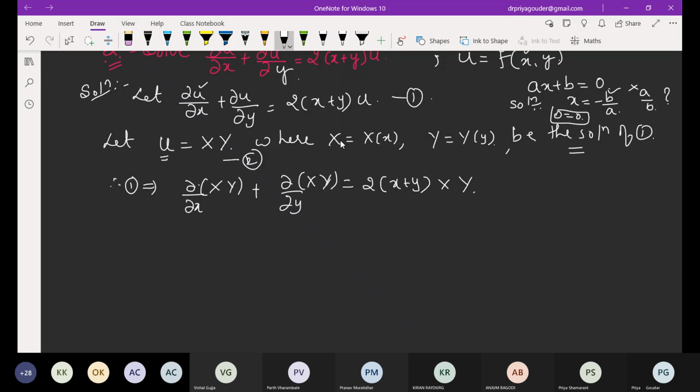Y is constant, because y is a function of y and you are differentiating this with respect to x. Obviously, y is constant and comes out. Now the remaining part is the derivative of capital X with respect to x. Can you tell me how many independent variables capital X depends on?